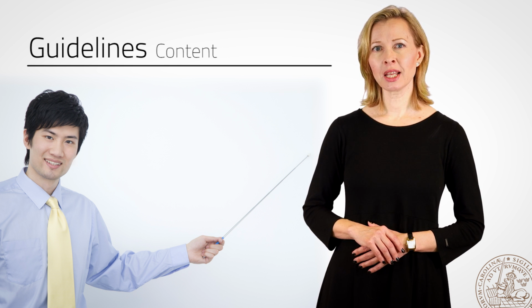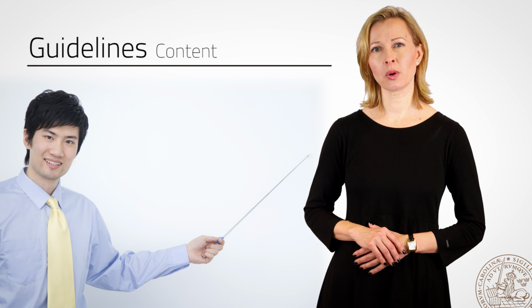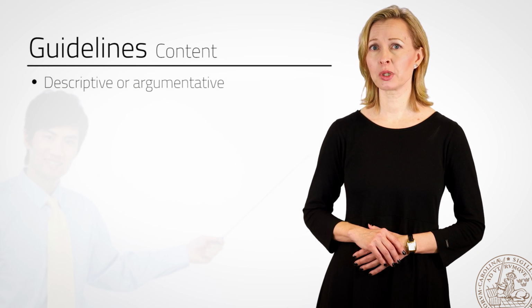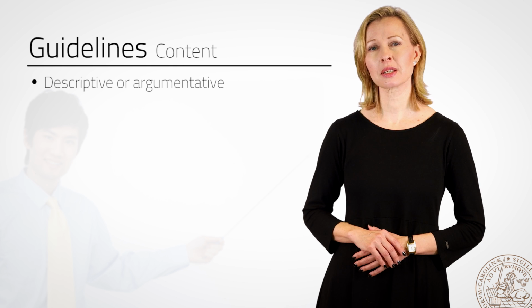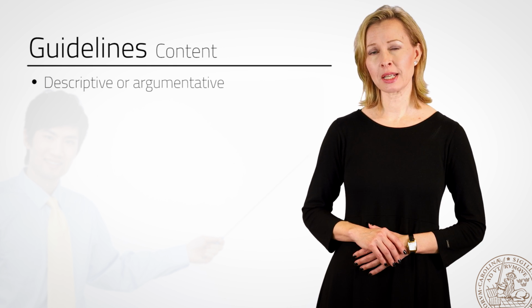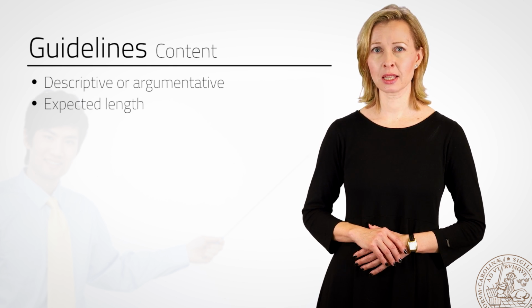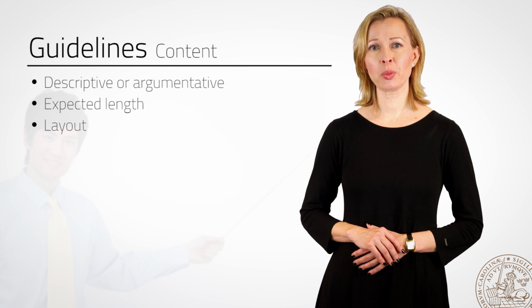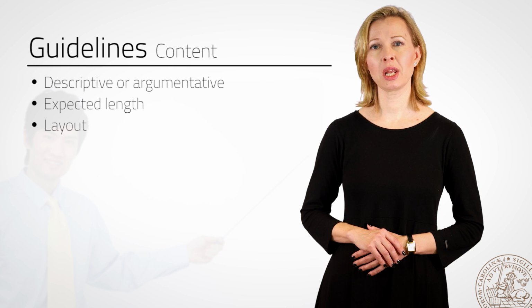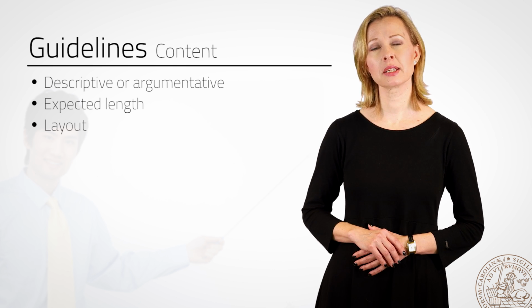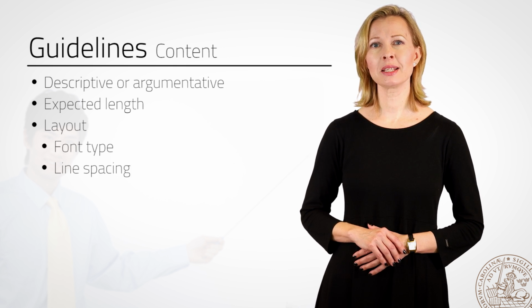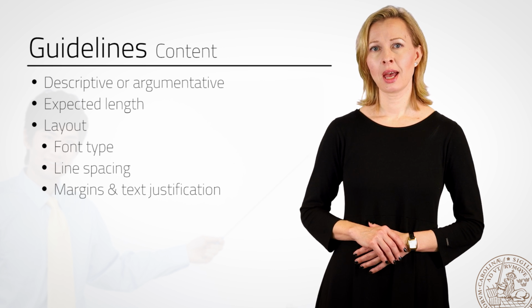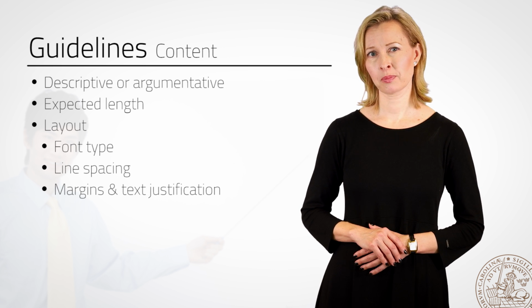In addition to telling you what kind of an essay you are expected to write, descriptive or argumentative for instance, the guidelines usually say something about the expected length of the essay and about the layout, that is, what the finished essay will need to look like. So this means there will be information about things like the minimum and maximum number of words, font type, line spacing, margins, and text justification.